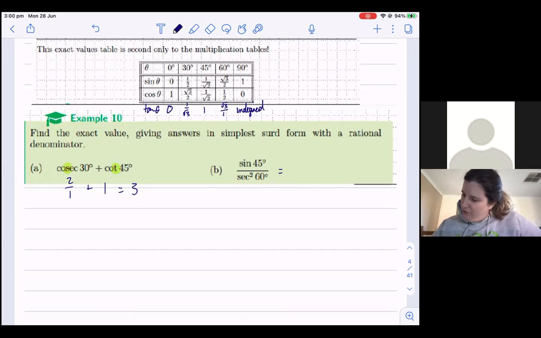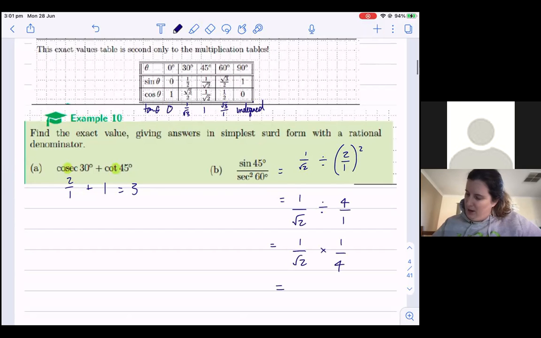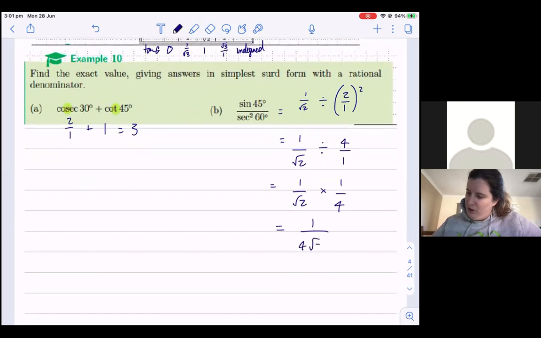Okay. Sine 45 was 1 on root 2. We're dividing that by sec 60 squared. Now, sec 60 is 1 on cos 60, so it's cos 60 upside down. So it's half upside down, so it's 2 on 1. Don't forget we're squaring it. So I've got 1 on root 2 divided by 4 on 1, so 1 on root 2 times 1 on 4. So we've got 1 on 4 root 2, but they've asked us to give it with a rational denominator, root 2 on root 2. So we've got root 2 on 8.